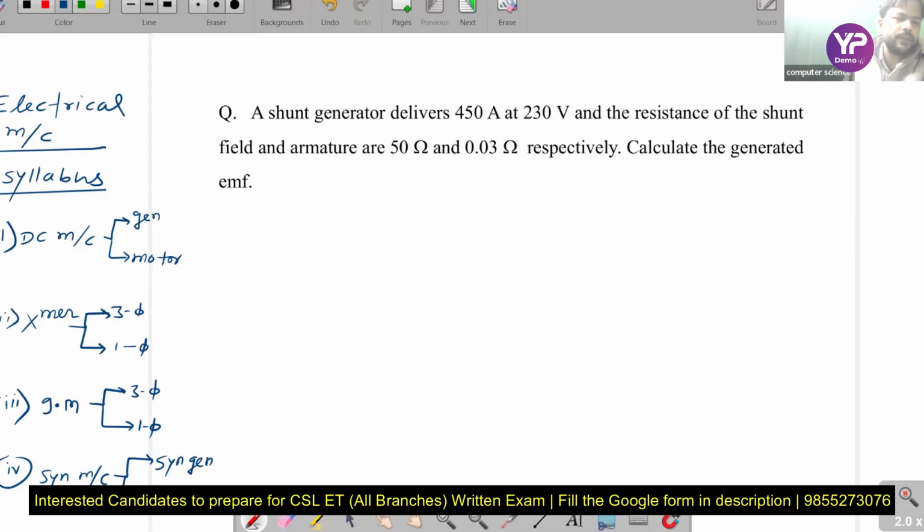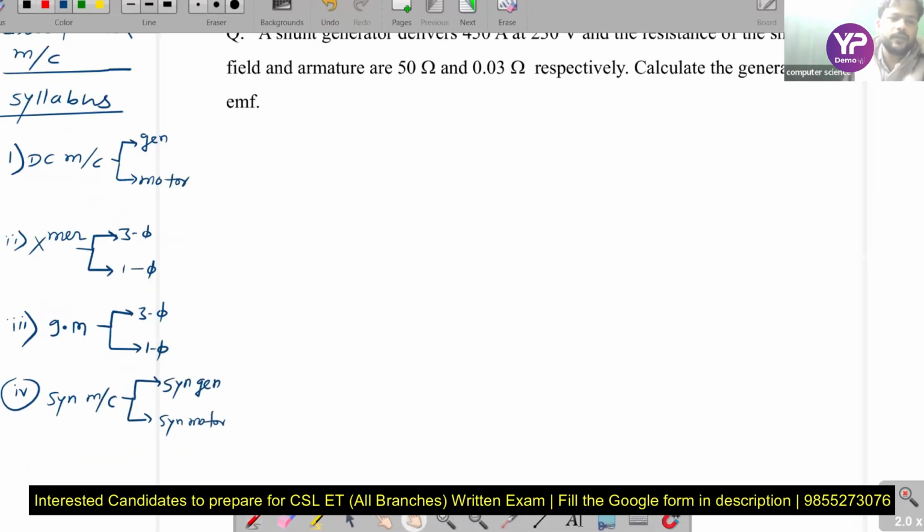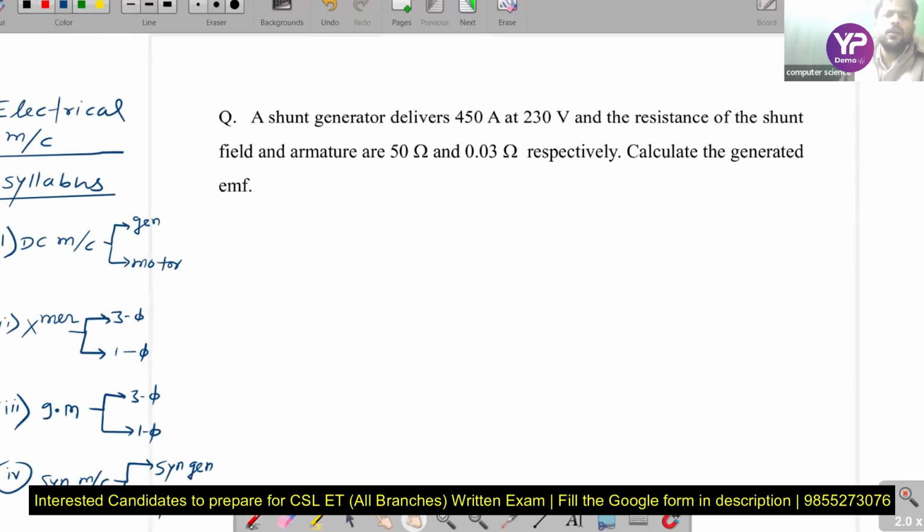Next, we study special machines, in which we generally study a stepper motor, servo motor, or some other types of machines. Today we will start DC generator and we cover some questions of this part.